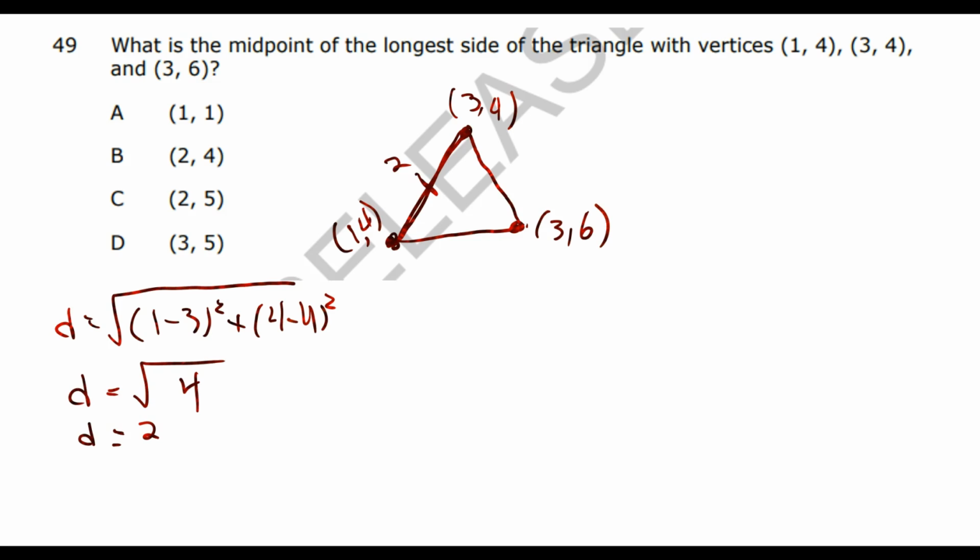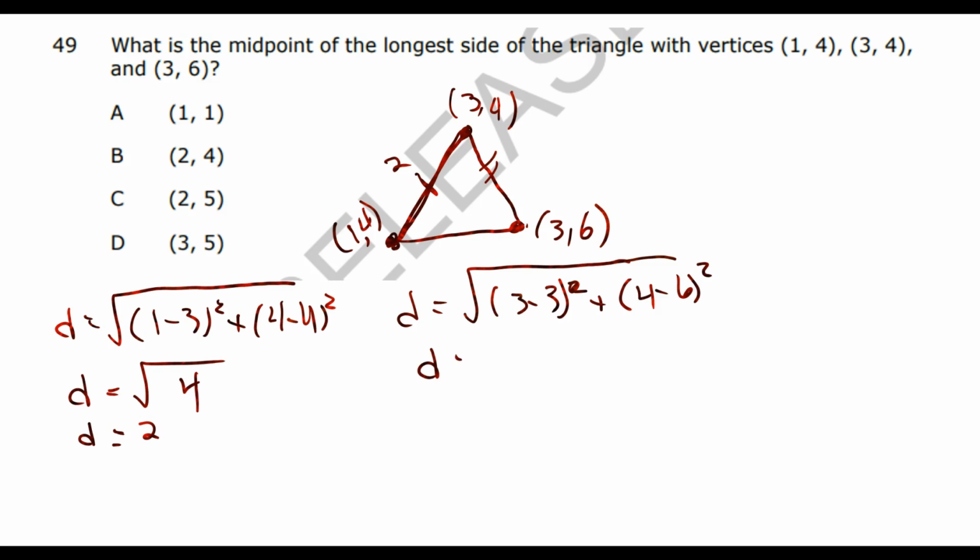And then the distance between this side right here, it's going to be the square root of (3 minus 3) squared. I was saying 0 in my head, plus (4 minus 6) squared. So D is equal to, 3 minus 3 is 0. And then 4 minus 6 is negative 2. Negative 2 squared is 4. So this is going to be 2 as well. Looks like we're working on an isosceles or equilateral triangle.